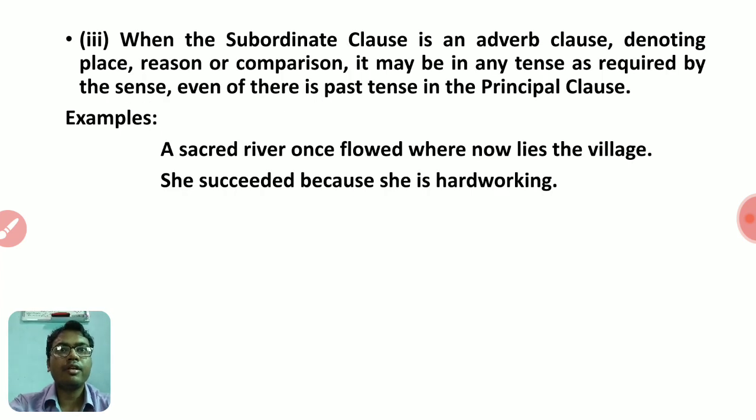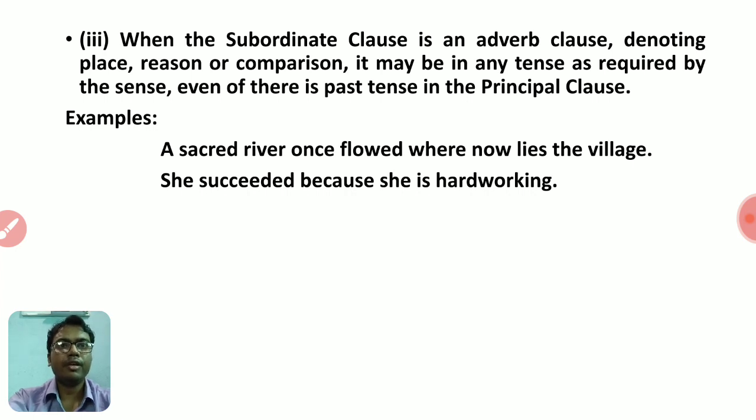Let's see another one. When the subordinate clause is an adverb clause denoting place, reason or comparison, it may be in any tense as required by the sense, even if there is past tense in the principal clause. Let's see some examples. A sacred river once flowed where now lies the village. Now here we are getting an adverb of place. That is why "here lies the village", present tense is used.